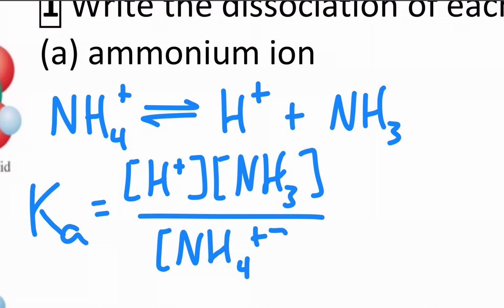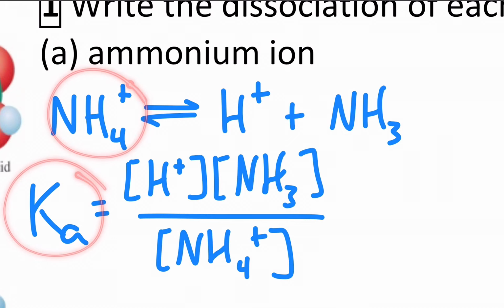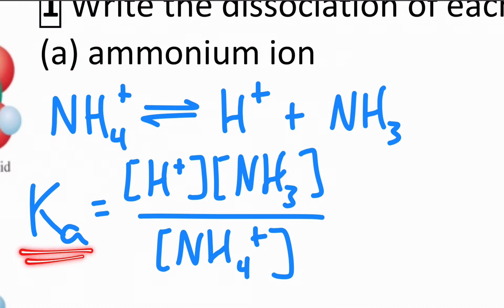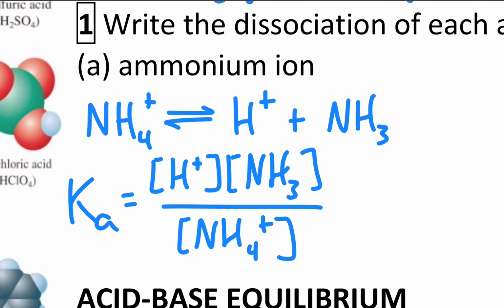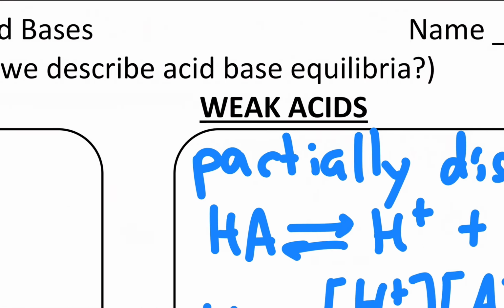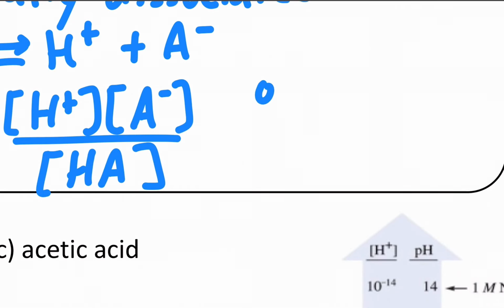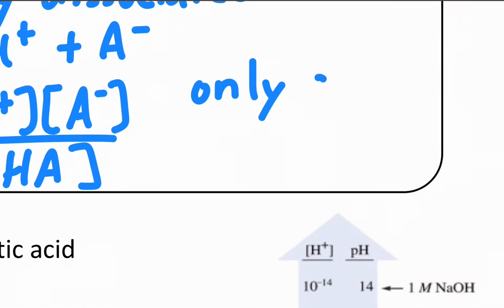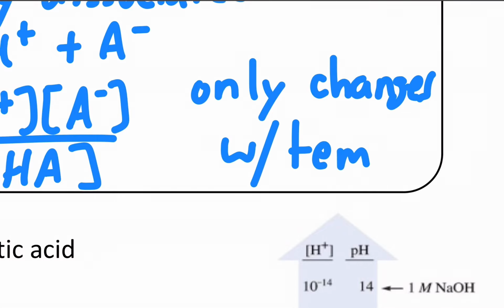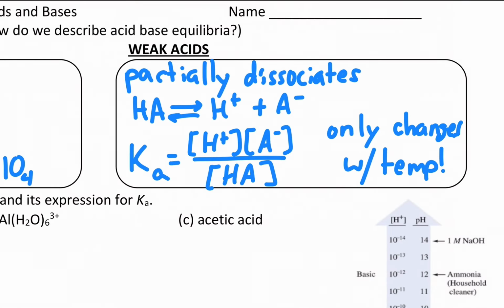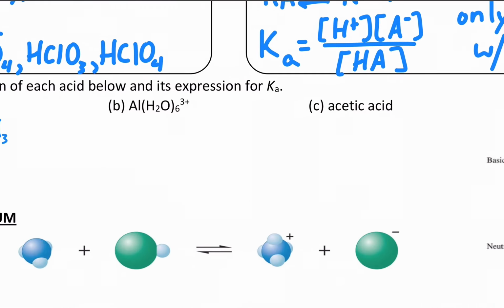And these Kas have numerical values. They go with the acid. They tell us how strong the acid is. The bigger the K, the more this dissociates, and therefore the stronger. So it's a measure of the acid strength, and it only changes with temperature. In fact, let's make a note of that back up here, because that's true for all Ks. Only changes with temperature, just like every equilibrium constant we've learned about. All right, let's try another one.